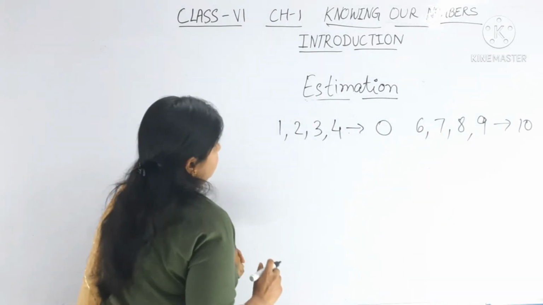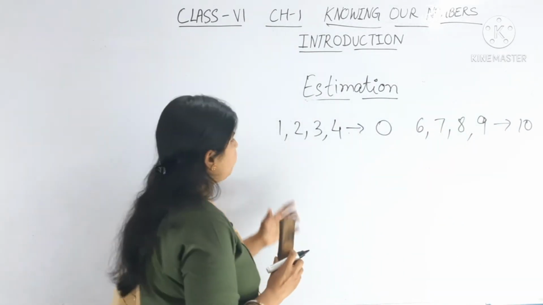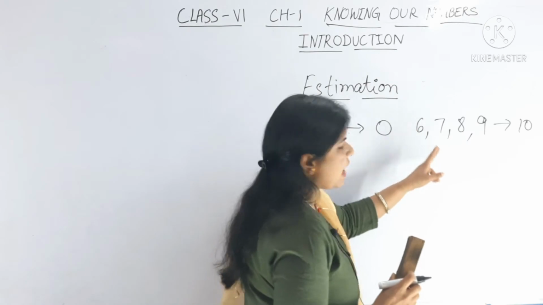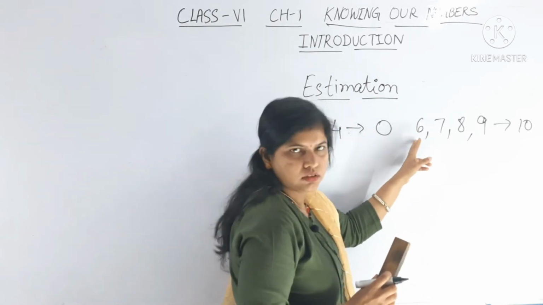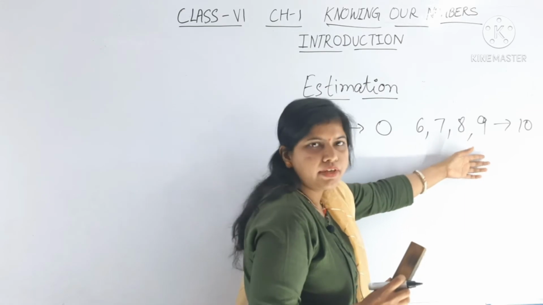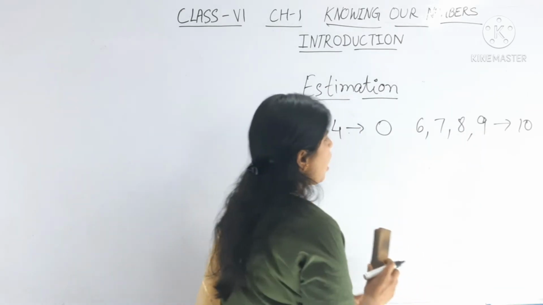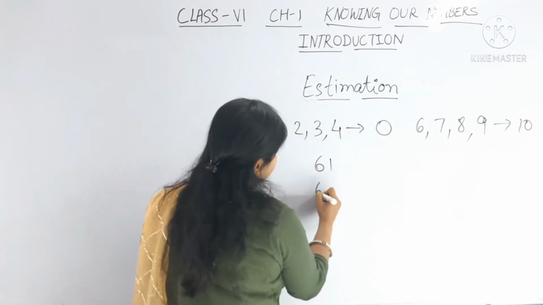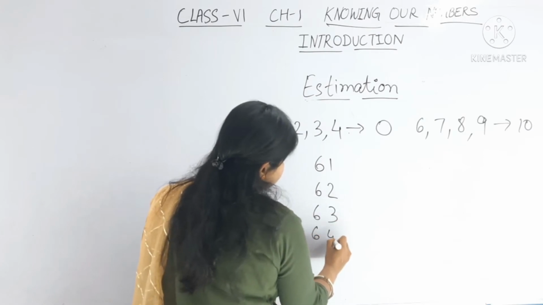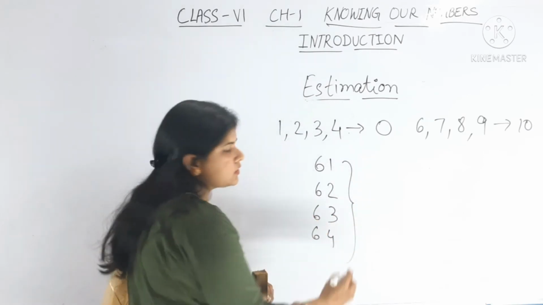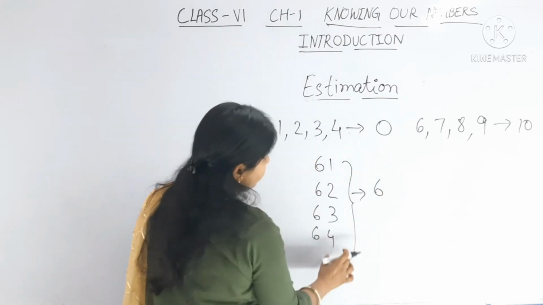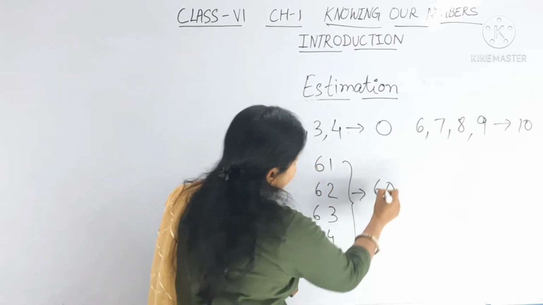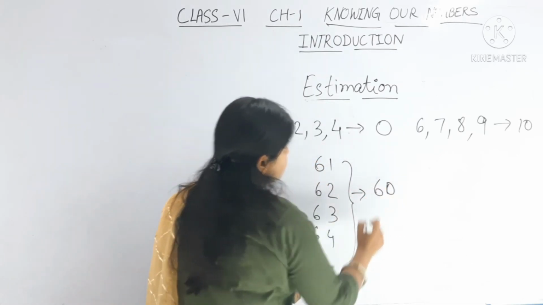If in any number we have 1, 2, 3, 4 in the ones place, you can replace it by 0, and if you have 6, 7, 8, 9 in the ones place, you can replace it by 10. How do you do this? Let's do some examples. Like if we have 61, 62, 63, 64, you can round these off by putting 0 in ones. If the ones digit is 1, 2, 3, 4, it is nearer to 0. So it will be 60, right?